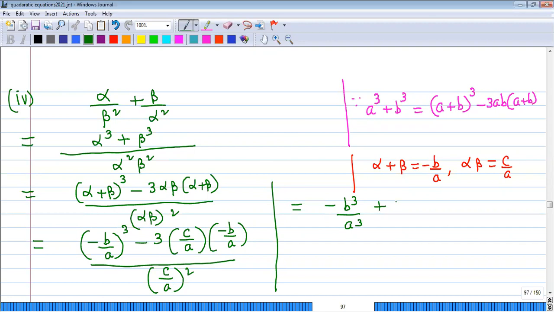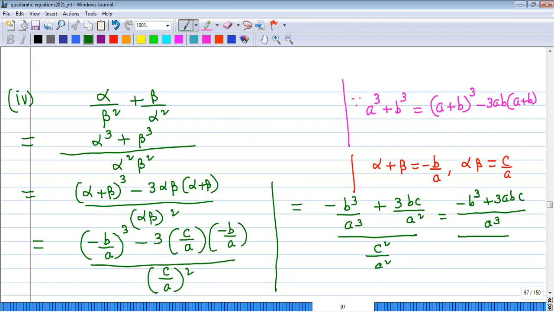This is plus 3bc upon a square, c square upon a square. So now here a cube is the LCM: minus b cube plus a cube divided by a square into 3bc is 3abc upon c square by a square.